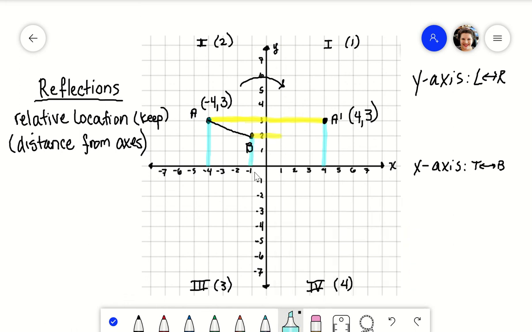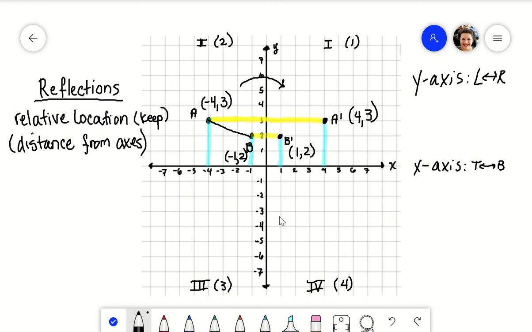And it's 2 units away from x. So when I reflect it, it needs to stay 2 units away from x. That means this is going to be B prime, and I've preserved the relative location. So our pre-image, B, was at -1, +2. Our image is at +1, +2.